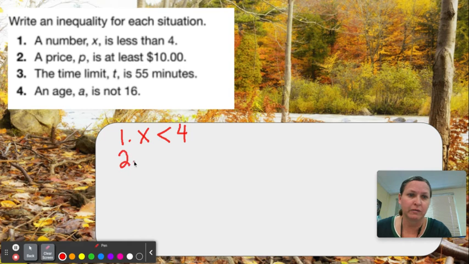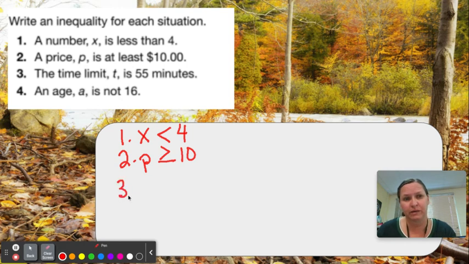For number 2, I'm going to read it as a price p, so I'm going to start putting my variable, is at least 10. So it can equal 10. It can also be bigger than 10. So at least 10. It can be 11. It can be 12. It can be 28.